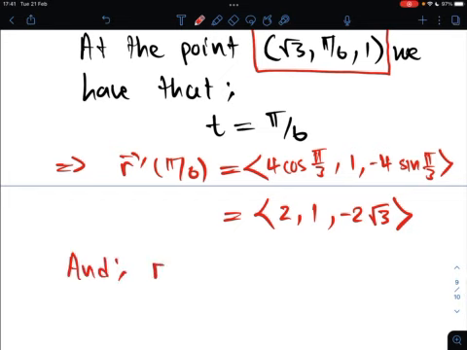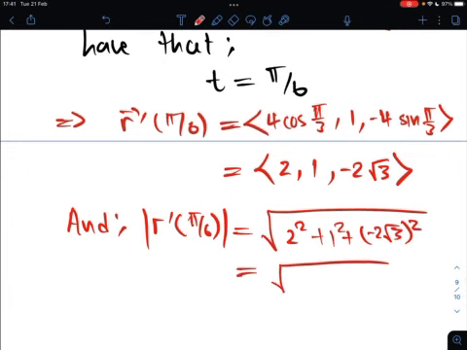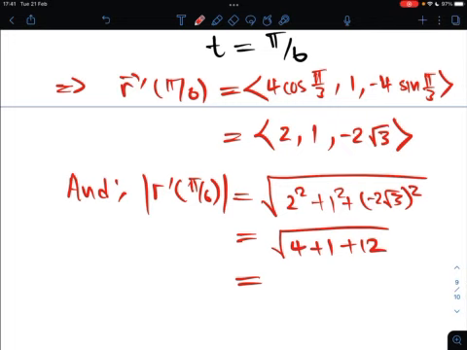So it means now, what is the absolute value at pi over 6? The absolute value, which is the magnitude at pi over 6, is the square root of 2 squared plus 1 squared plus negative 2 root 3 squared, which gives us what? Which gives us root of 4 plus 1 plus 12, which gives us what? 12 plus 5, which is root 17.